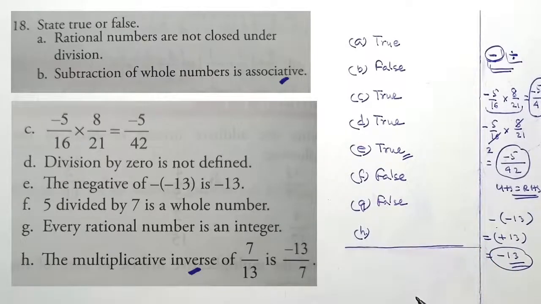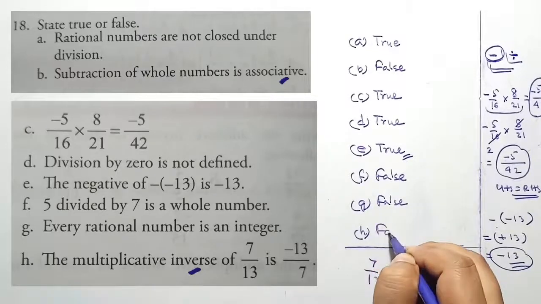Question H: the multiplicative inverse of 7 by 13 is minus 13 by 7. So, 7 by 13 ka multiplicative inverse hoga 13 by 7. Lekin answer mein likha hua hai minus 13 by 7. So, this is not correct. Therefore, this is a false statement.